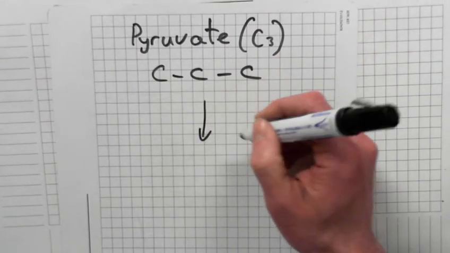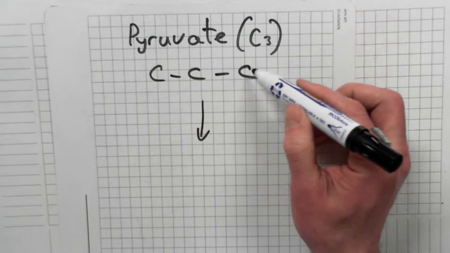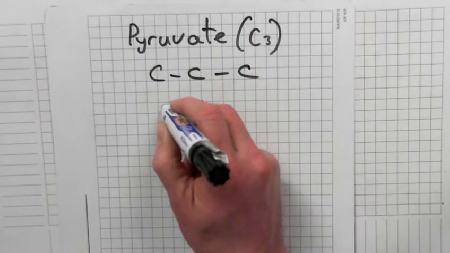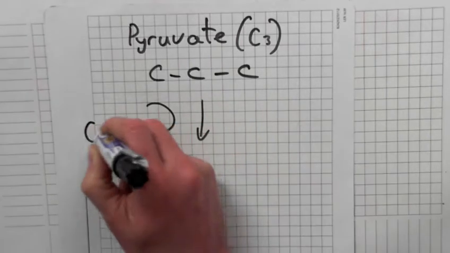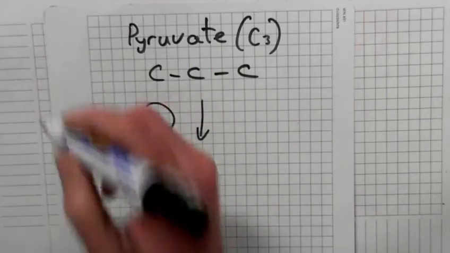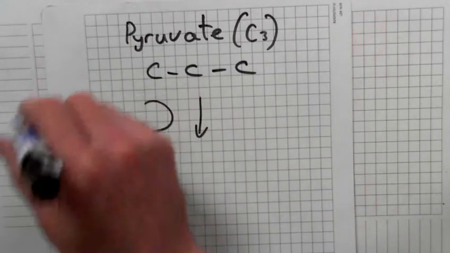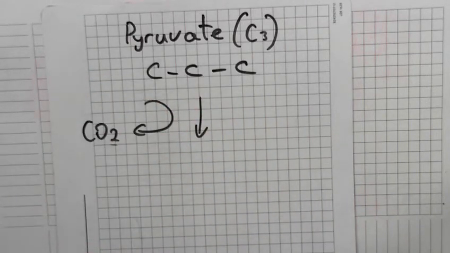If there's oxygen present, it enters the mitochondria, and straight away one of the carbons is given off, and it joins with oxygen to form CO2. So the carbon dioxide, what can happen to that? It can be used in respiration, photosynthesis, or it can be released out into the atmosphere.